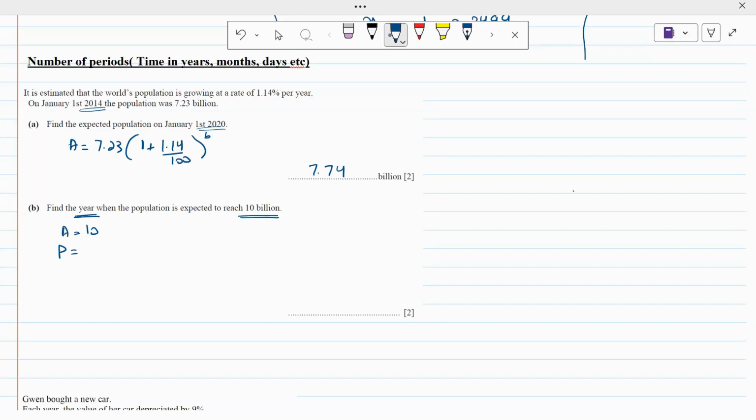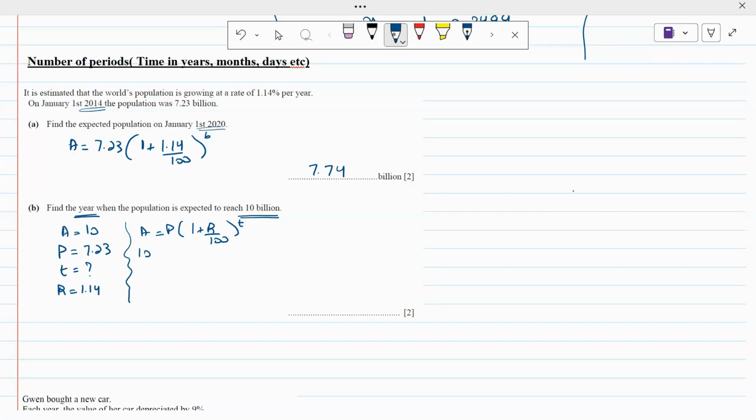P, that was 7.23. Now time is unknown this time. Rate is given, which is 1.14. So we'll use the formula here. A is equal to P into 1 plus R upon 100 whole power T.